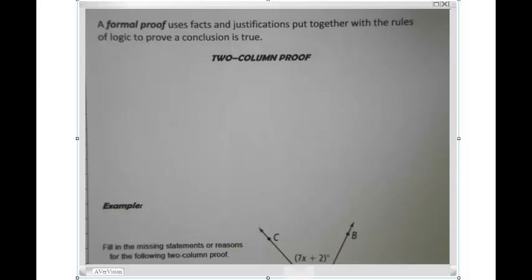Okay, it's time to put all of this work we've been doing with conditional statements and deductive reasoning and logic all together into what is called a formal proof, where we're going to use facts and justifications to put together proof that our conclusions are true. And so one way that we can write a proof is to do a two-column format.